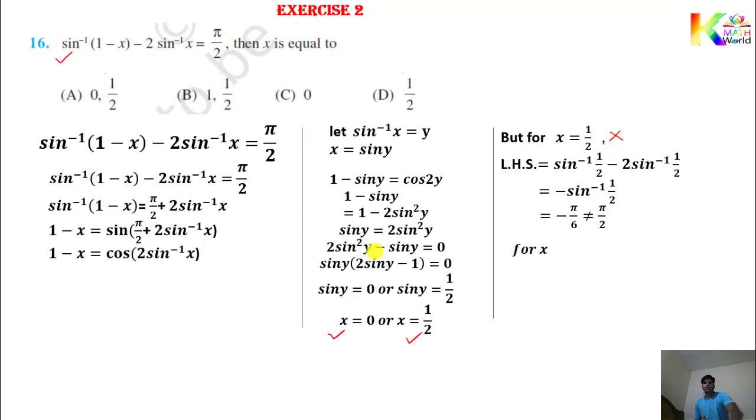Okay, so now for x equals 0, replace on the left hand side in this one. Replace the value. So what do you get? Sin inverse 1 minus 2 times sin inverse 0. Sin inverse 1, that is 5 by 2 minus 0. So what is the answer? You get 5 by 2. So you got which option? Correct option, option C. Okay.